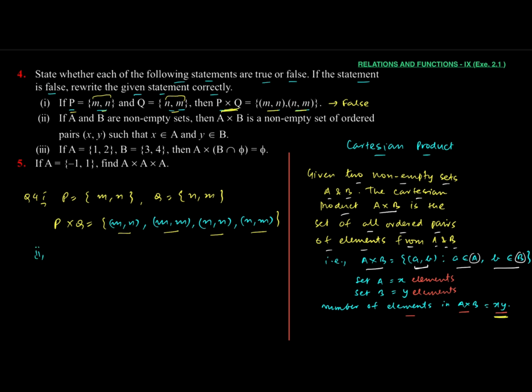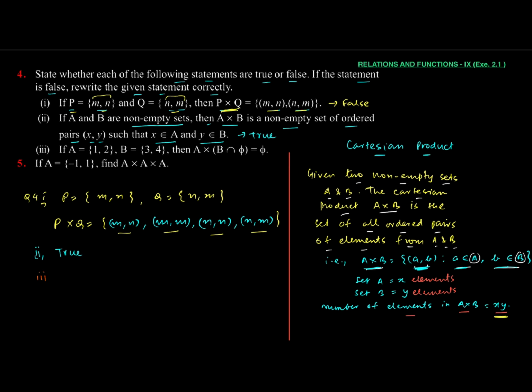Part number second. If A and B are non-empty sets, then A cross B is a non-empty set of ordered pairs (x, y) such that x belongs to A and y belongs to B. This statement is true, as is clear from the definition that A cross B is a set containing ordered pairs such that the first element of the ordered pair belongs to set A and the second element belongs to set B. So this statement is true.